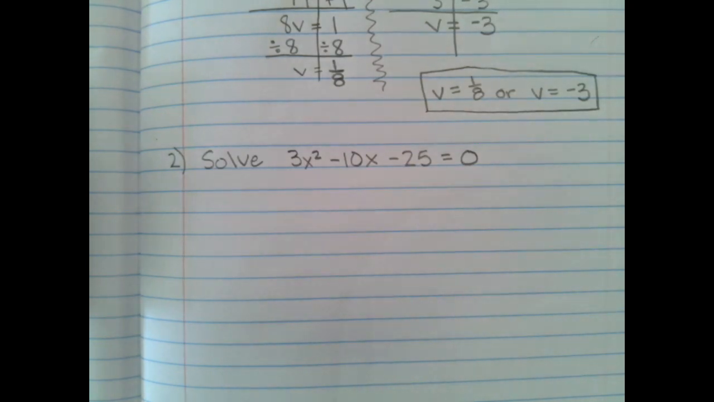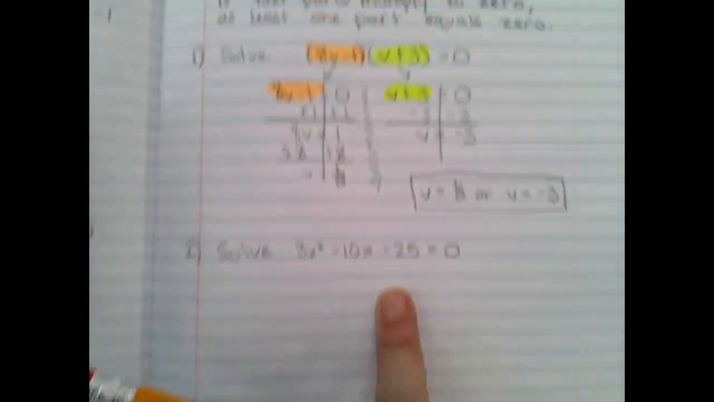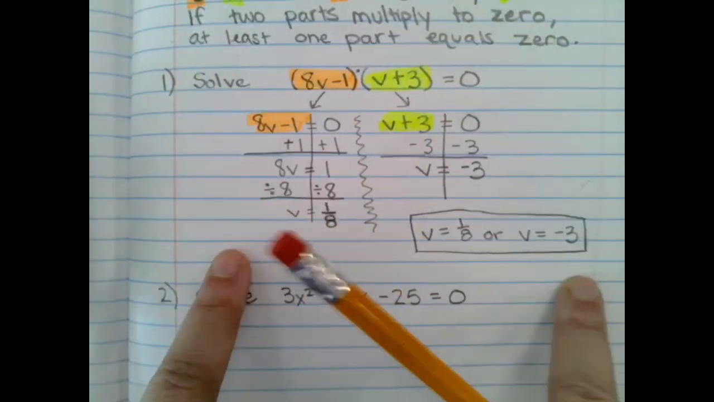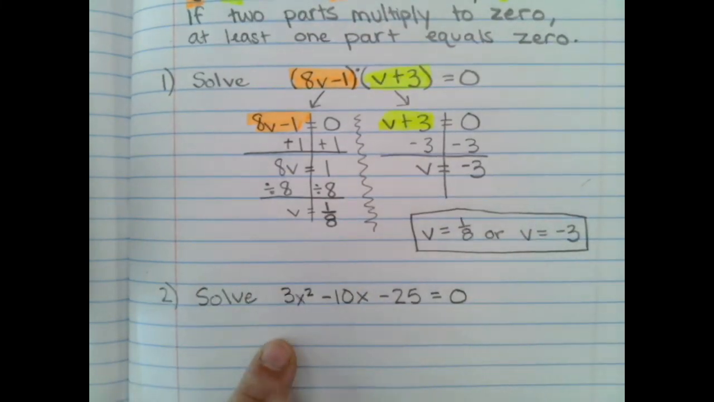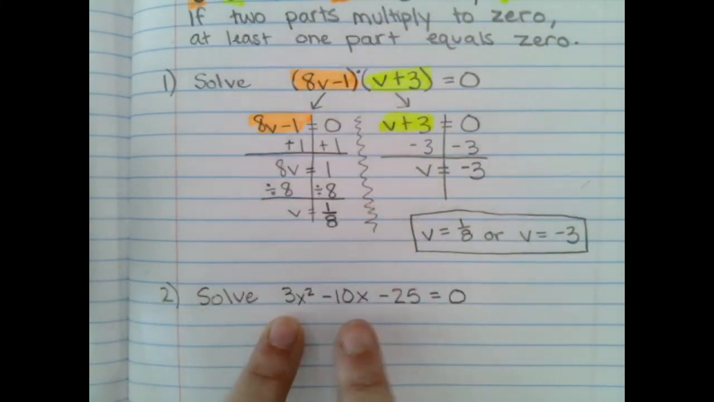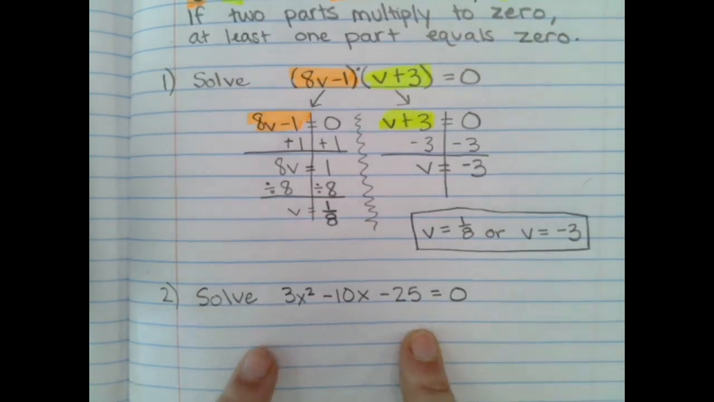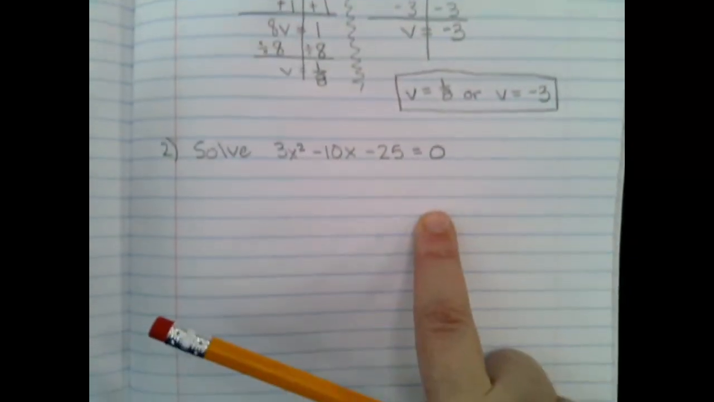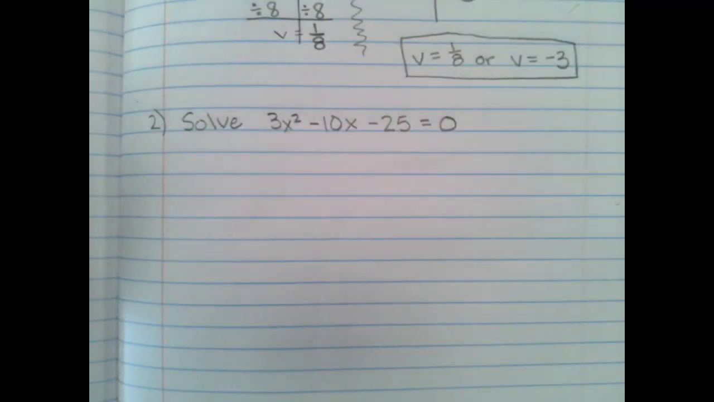All right, so this is going to combine what we just learned with what we did last chapter. What we just learned is if I can break this up into 2 parts, then I solve each part for 0 and find my 2 answers. Is this currently written like 2 parts that I'm multiplying? No, but that was the whole point of last chapter, was to take this part, 3x squared minus 10x minus 25, and write it into 2 parts. So we're going to do everything we learned last chapter and then some. The last part, the and then some, isn't as bad as it sounds.